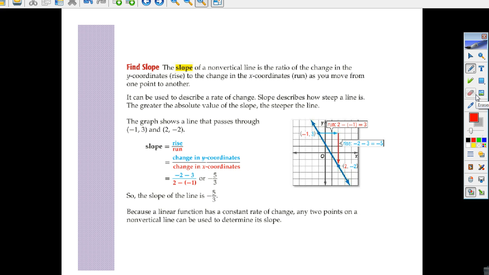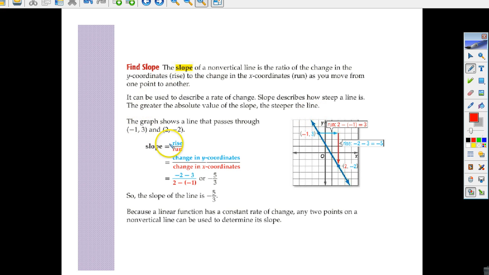Okay, so yesterday we talked about rate of change, so we're going to talk about slope today. So, find slope. Slope is actually the same thing as rate of change. The slope of a non-vertical line is the ratio of the change in the y-coordinates, rise, to the change in the x-coordinates, run, as you move from one point to another. It can be used to describe a rate of change. Slope describes how steep a line is. The greater the absolute value of the slope, the steeper the line.